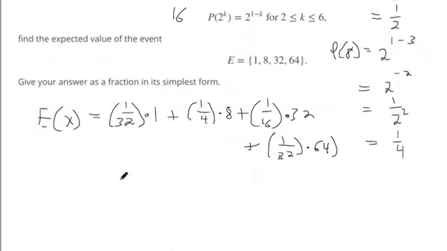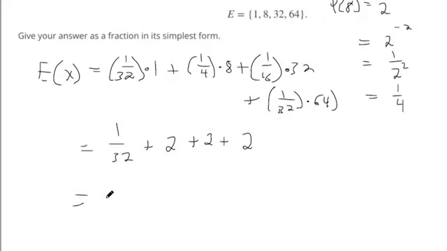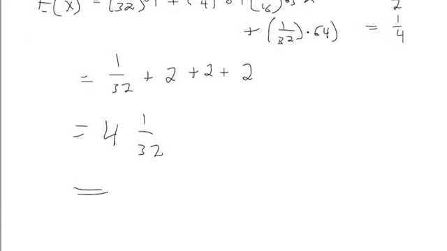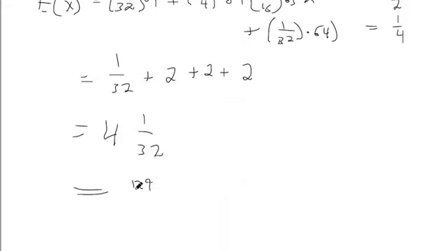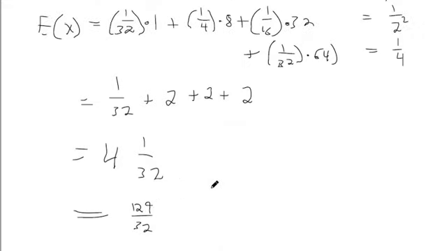Okay, and then we have to keep it as a fraction, so this might be a nightmare with common denominators. 1/4 times 8, that's just 2. 1/16 times 32, that's also 2. 1 out of 32 times 64, that's 2 as well. So what do we got? We got 4 and 1/32, or as an improper fraction, 32 times 4 is 128, 128 plus 1 is 129 over 32. So that's the expected value of the event.